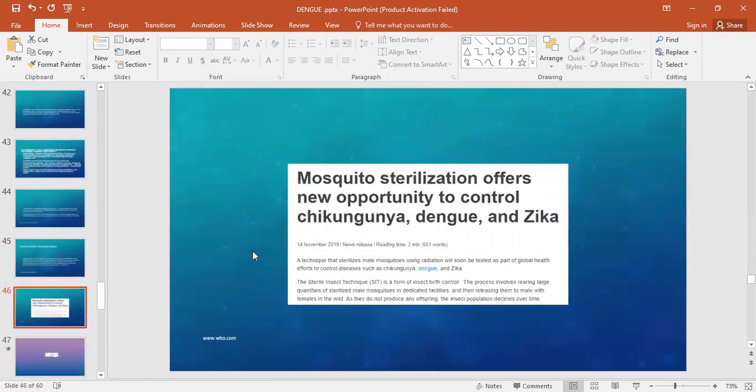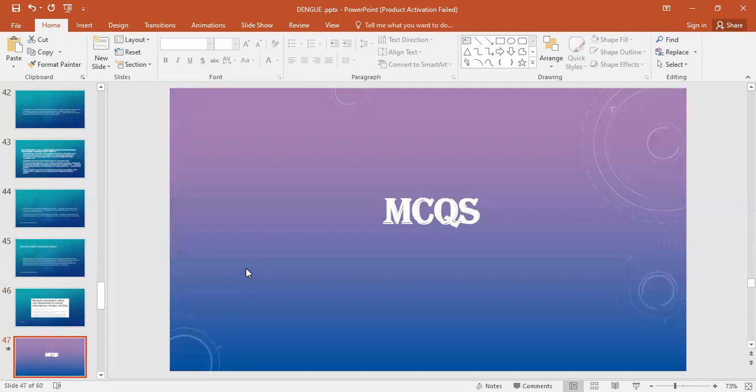Mosquito sterilization offers a new opportunity to control chikungunya, dengue, and Zika virus. Now it's time for the MCQs.